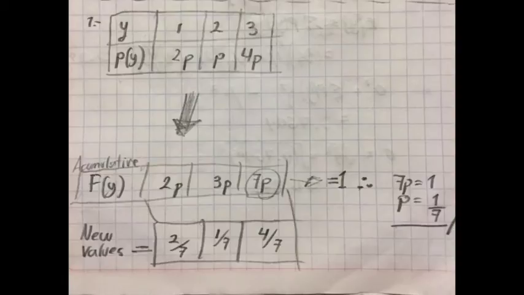And now we have to calculate the accumulative function. P, 2 times P, 3 times P, and in total 7 times P. And the summation of all of it has to be equal to 1. So 7 times P is equal to 1, and P is equal to 1 over 7. And now we have to put the new values in the table.